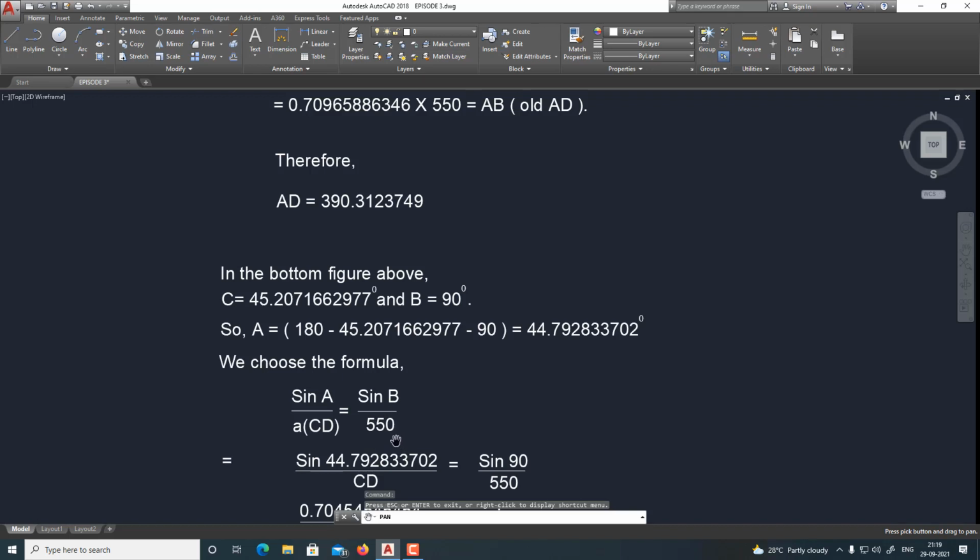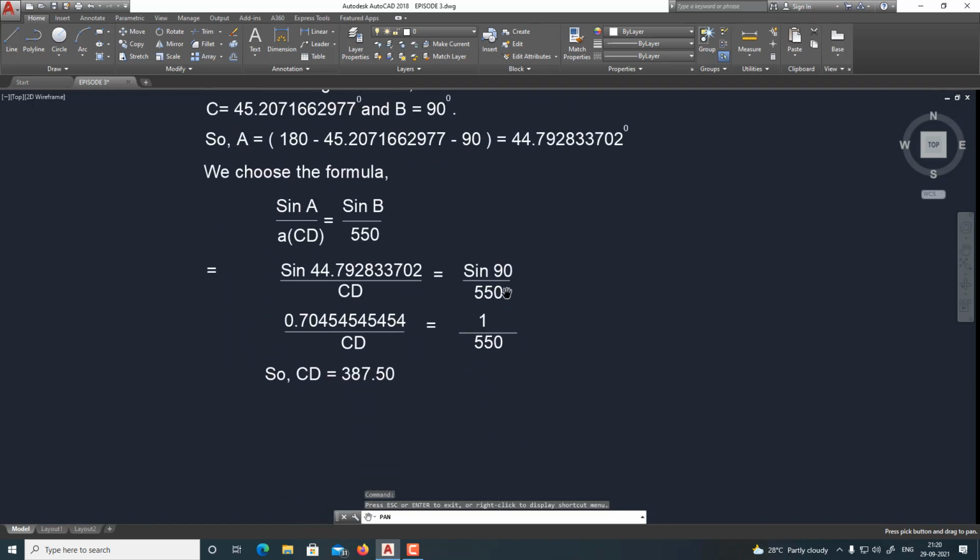Sin B is 90 degrees and opposite 90 degrees, this side is 550. So A is 44.792833702. We calculate this here. So sin 44.792833702 by CD is equal to sin 90 by 550. Sin 44.792833702 is 0.7045454554. You can get this by using a scientific calculator. By CD is equal to 1 by 550.